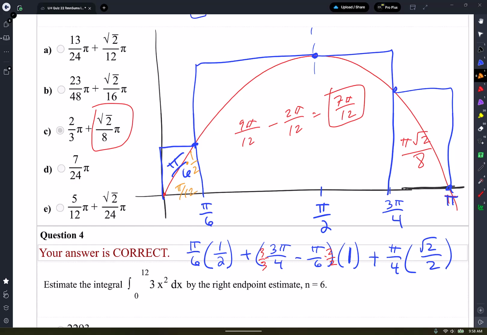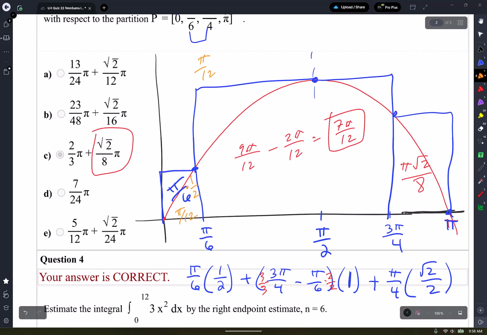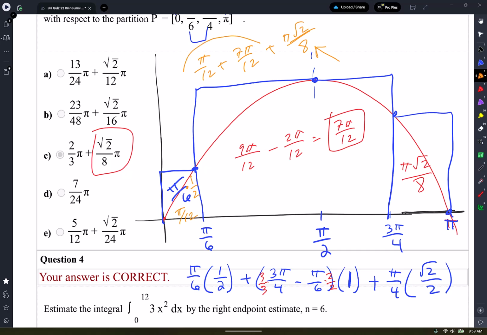All right, so here we go. I'm going to come to the outside. Pi over 12 plus 7 pi over 12 plus pi square root of 2 over 8. So they probably left this one alone because they have the radical. And then 7 pi plus pi is 8 pi over 12, which reduces to 2 pi over 3, because 4 goes into 8 twice and 4 goes into 12 3 times. So 2 pi over 3 plus pi square root of 2 over 8. Letter C. So really, it's more arithmetic than anything. The calculus part was just doing the rectangles.